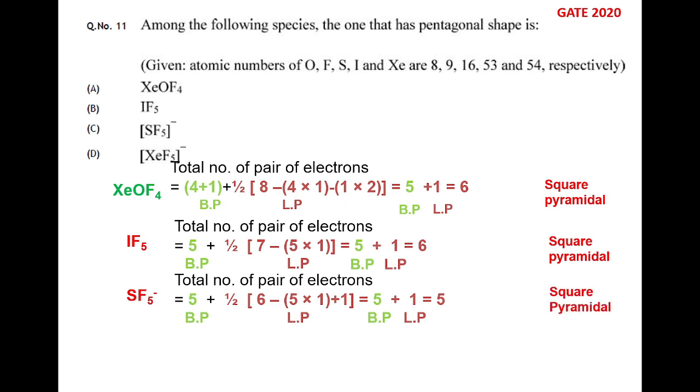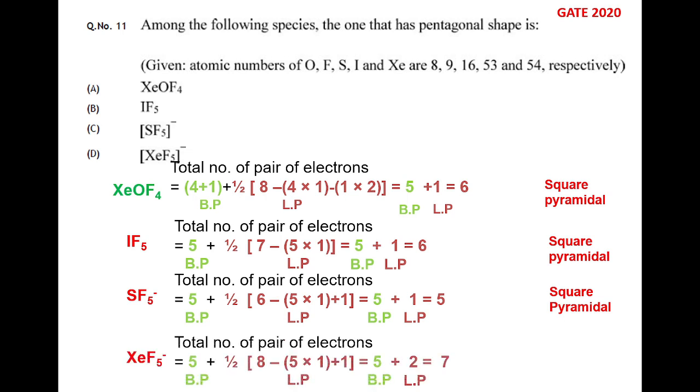If you go to XeF5 minus, here we will get 5 bond pair, 2 lone pair. So in this case you will get a pentagonal planar structure. So in this case only we will get a pentagonal shape. Okay. So the answer is D, D is the correct answer. So by using the VSEPR theory, calculating the number of bond pair, lone pair of electrons and referring to the concerning table, you will get the shape of molecules.